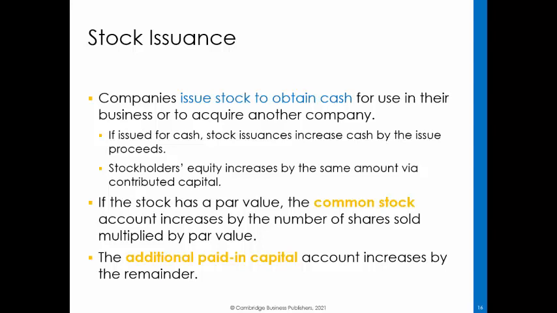Stock can also be issued no par or as no par with a stated value. For no par stock, the common stock account is increased by the entire proceeds of the sale, and no amount is assigned to additional paid-in capital. For no par stock with a stated value, the stated value is treated just like par value. That is, common stock is increased by the number of shares multiplied by the stated value, and the remainder is assigned to the additional paid-in capital account.